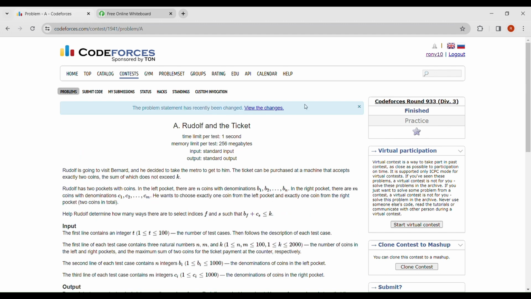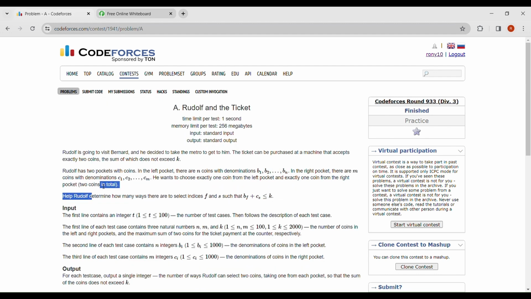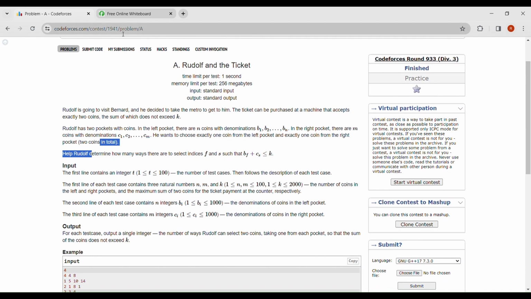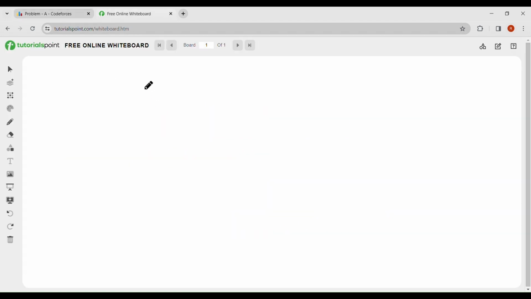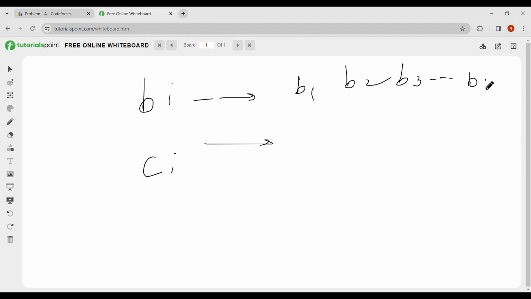Drop and the ticket. So in this question, basically you are given a B array and a C array. You need to count how many pairs there are, where B1, B2, B3 up to Bn is given, and here is C. Suppose here is C1, C2, C3, in this way up to Cm.